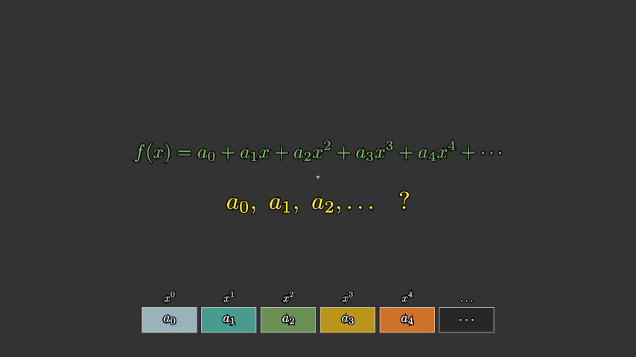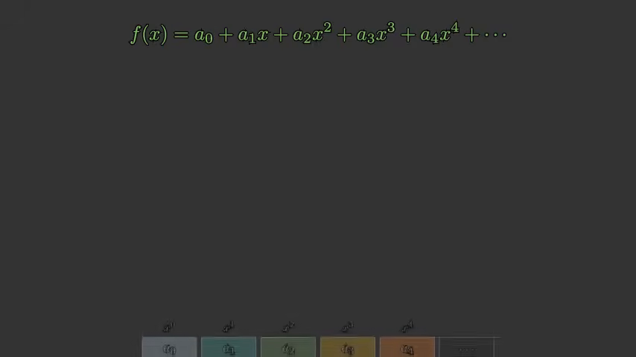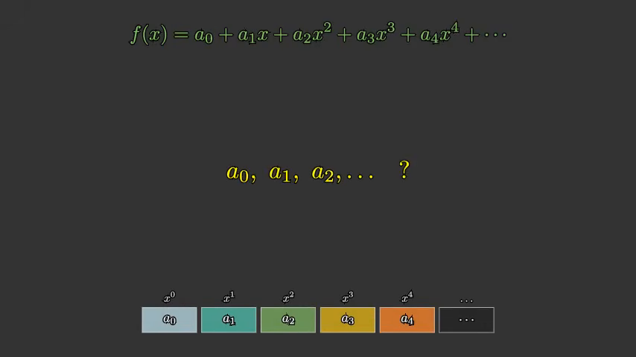Now the real question is clear. How do we find those coefficients? In the next step, derivatives will extract them. We ended with the general power series. F of x equals a sub-0 plus a sub-1x plus a sub-2x squared plus a sub-3x cubed, and so on. Now the question is, how do we find the coefficients?